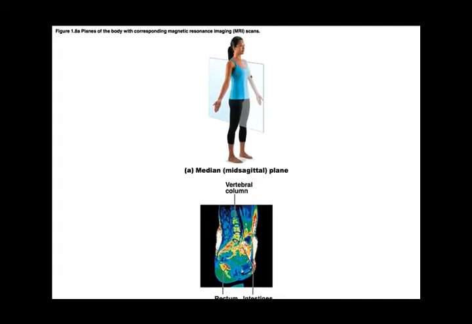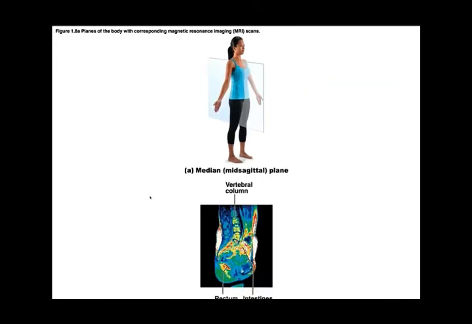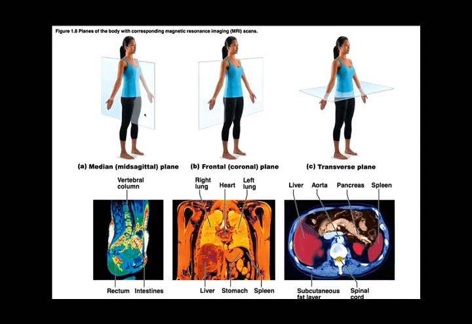Second, you can see the frontal or the coronal plane. As we discussed, this is the plane which is dividing our body into the anterior and the posterior parts. So you can clearly see when a body is cut into the frontal or the coronal plane, the lungs, heart, liver, stomach and spleen are clearly visible in the sections when MRI is being conducted.